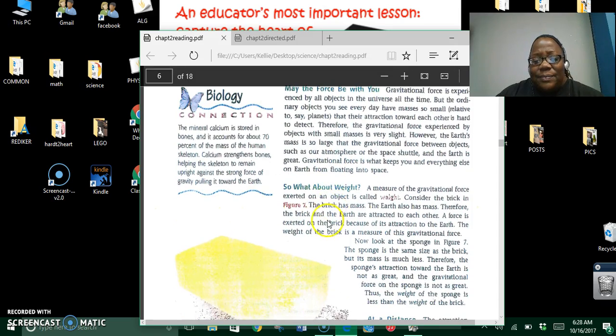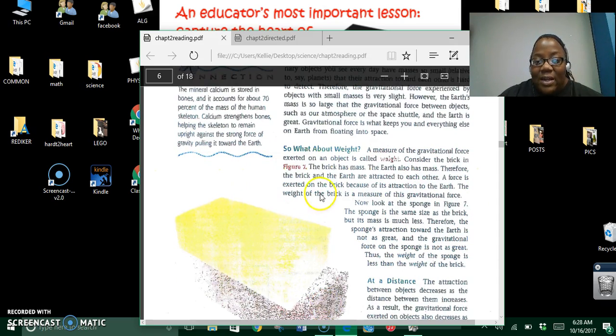So what about weight? A measure of the gravitational force exerted on an object is called weight, as we just answered. Consider the brick in figure 7. Ta-da! The brick has mass. The Earth also has mass. Therefore, the brick and the Earth are attracted to each other. Not that kind of attraction. Gravitational force kind of attraction.